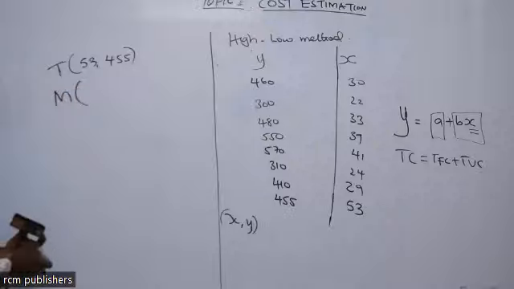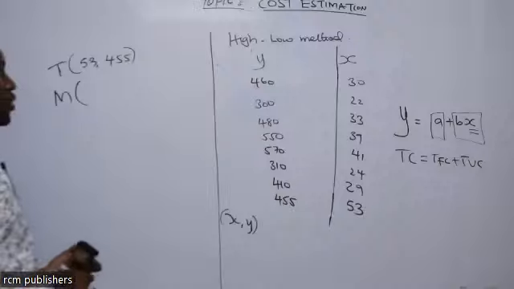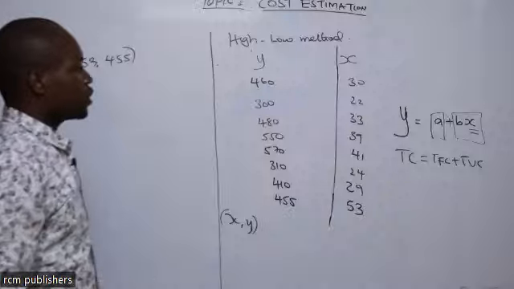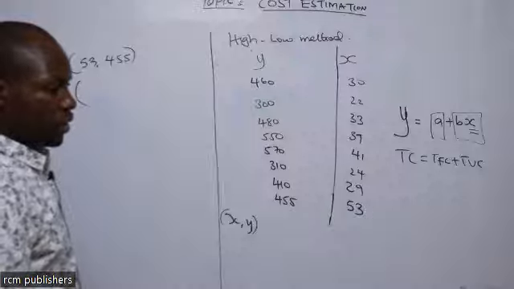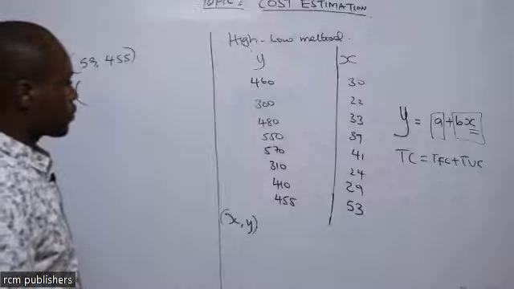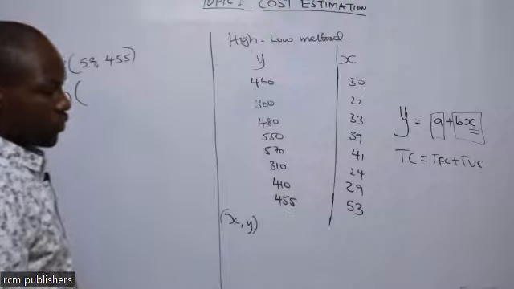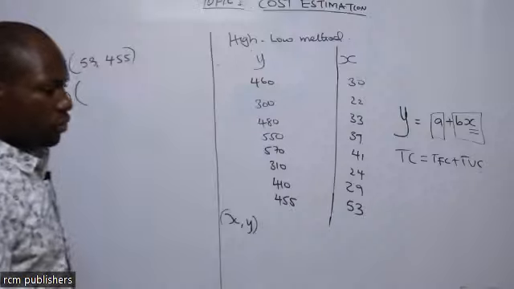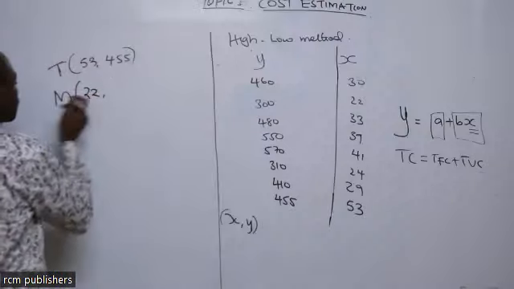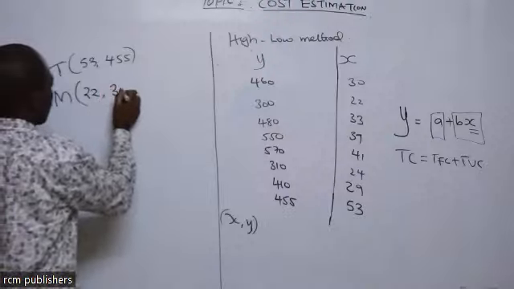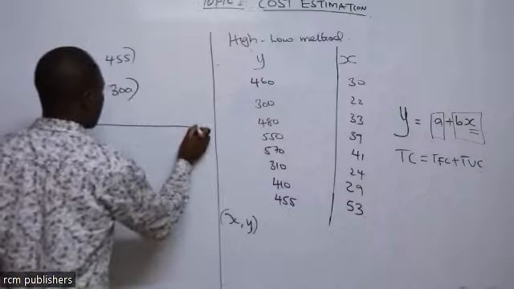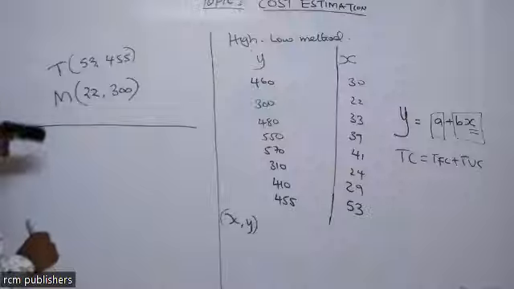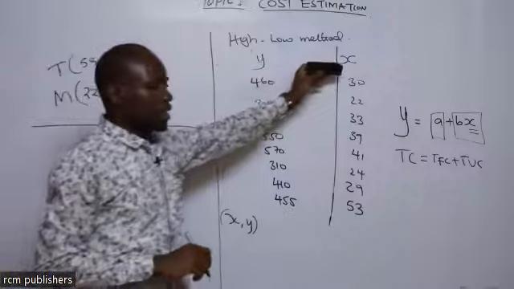Combination of the lowest value. Which one are we going to have? 22, 300. So that is set A, of somebody who has started considering this highest and lowest value starting from the x side.